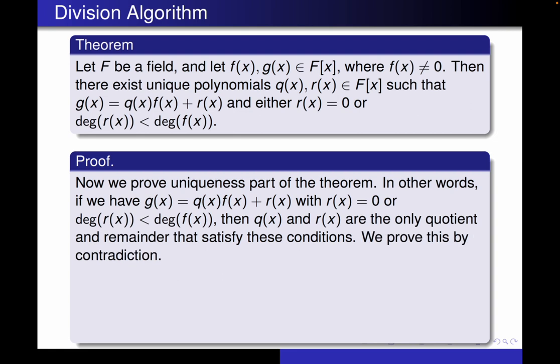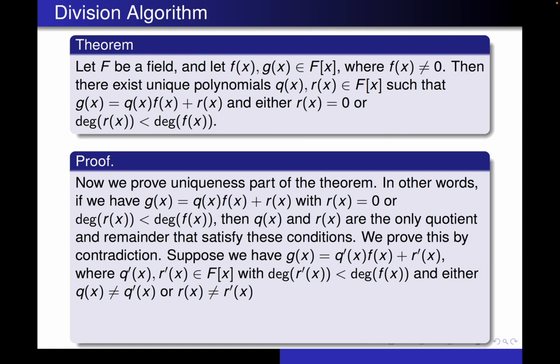So we're going to do this directly by contradiction. That means we're going to pretend we have another quotient remainder pair, q prime of x, r prime of x, where the degree of r prime of x is less than the degree of f of x. And we're going to assume, since this is contradiction, that either q of x is not equal to q prime of x, or r of x is not equal to r prime of x, or both. And then we're just going to prove a contradiction. Once we get to a contradiction, we're going to be all done.